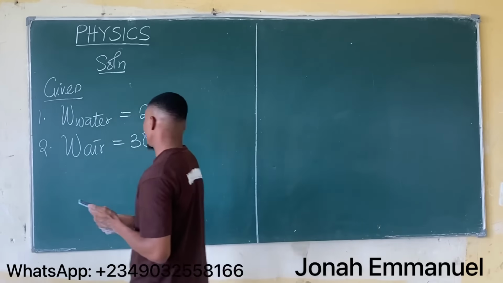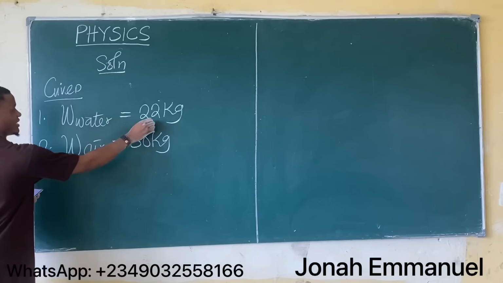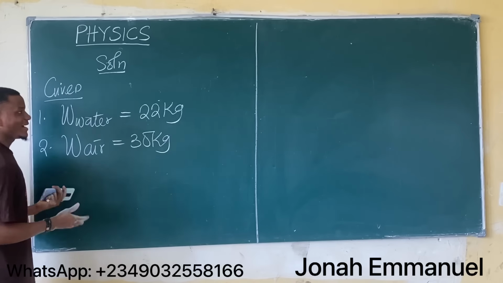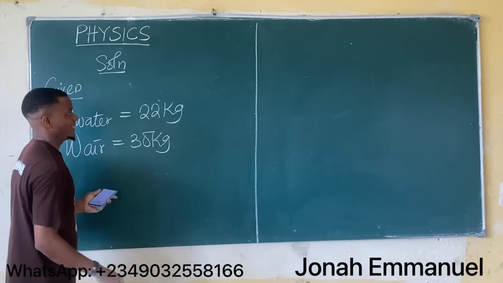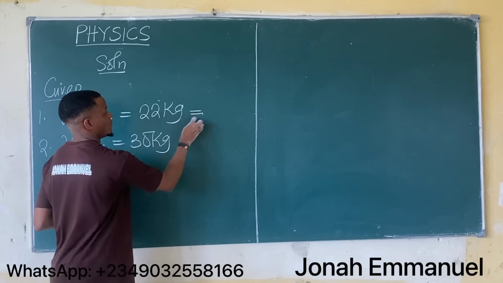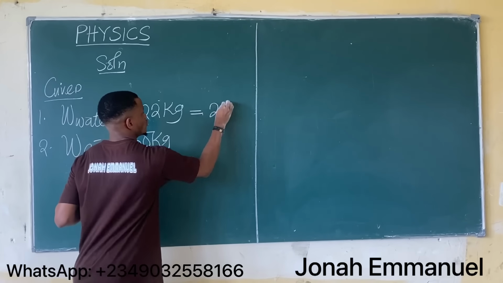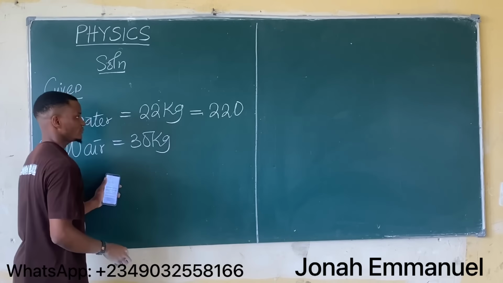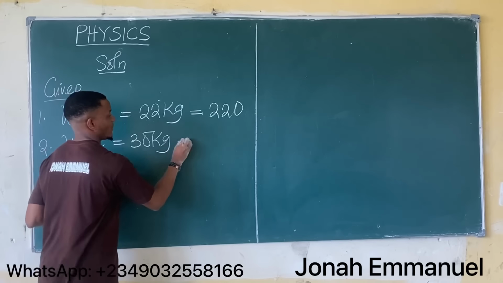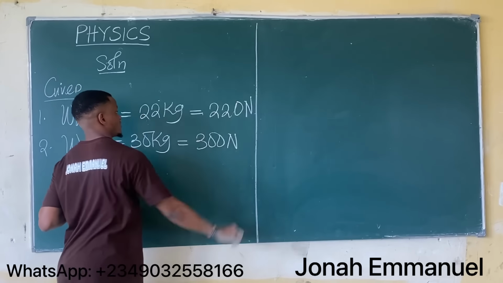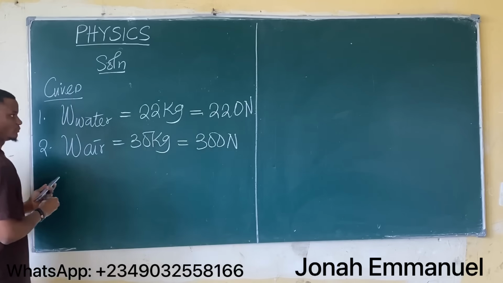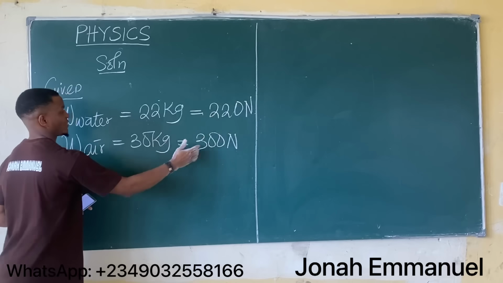My first task is to convert. These are not actual weights. They are actually masses. So the first task is to convert these masses to weight, and I'll do that by multiplying by 10. Multiply this by 10, I'll have 220. Multiply this by 10, I'll have 300 in Newton. So I now have these values as my actual weight.